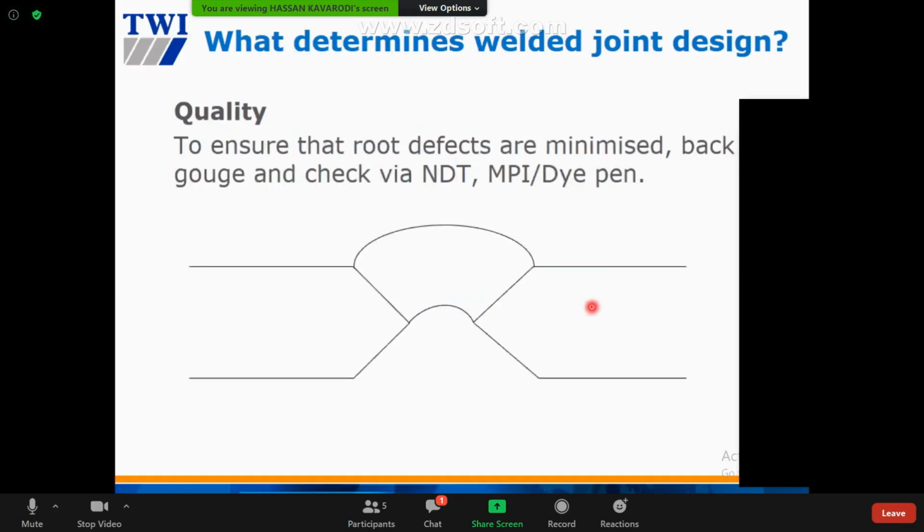And also sometimes there is a requirement to do the NDT, MPI or dye pen, right? Especially in double V, double V. The welder will back gouge at the back and then do MPI, dye pen in order to make sure there is no defects present. Yeah. And then complete the weld.